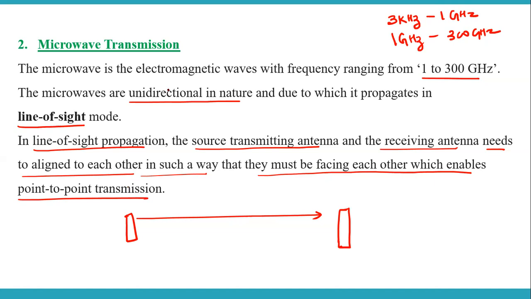ठीक है. So microwave transmission क्या हो गया? Unidirectional in nature. It propagates in line of sight mode. In line of sight means source transmitting antenna and the receiving antenna needs to be aligned to each other in such a way that they must be facing each other. Antenna basically antenna आपकी device होती है that is used for transmitting and receiving the signals. ठीक है. So यहाँ पे जो दोनों के source और receiver के जो antenna होंगे, they must be aligned in such a way that they must be facing each other, which enables point to point transmission.